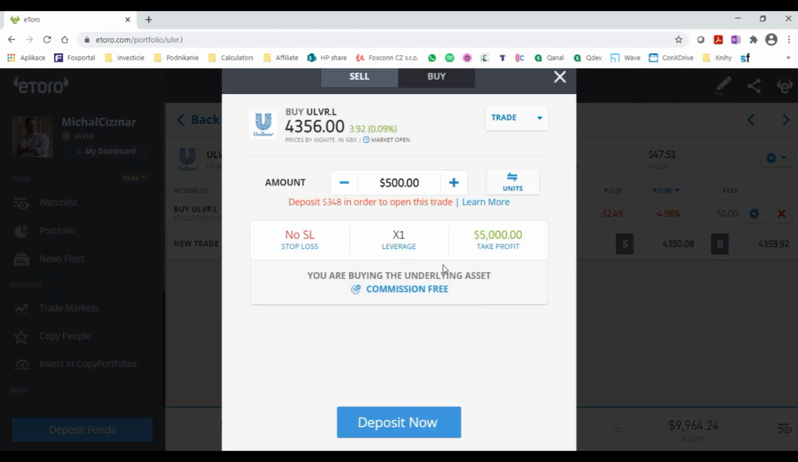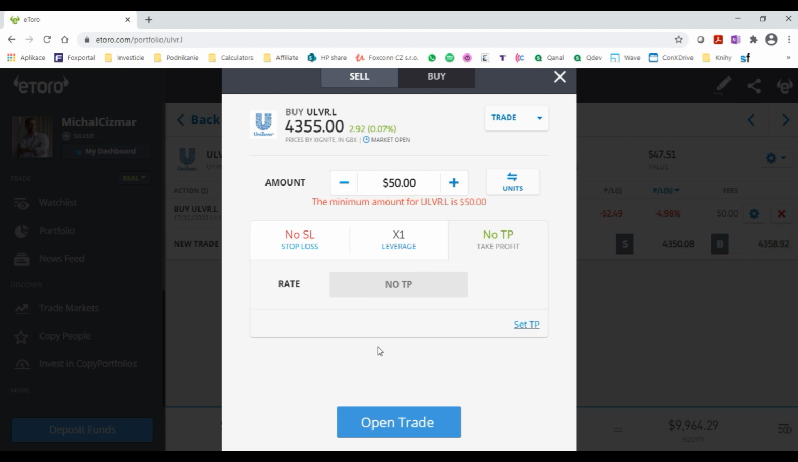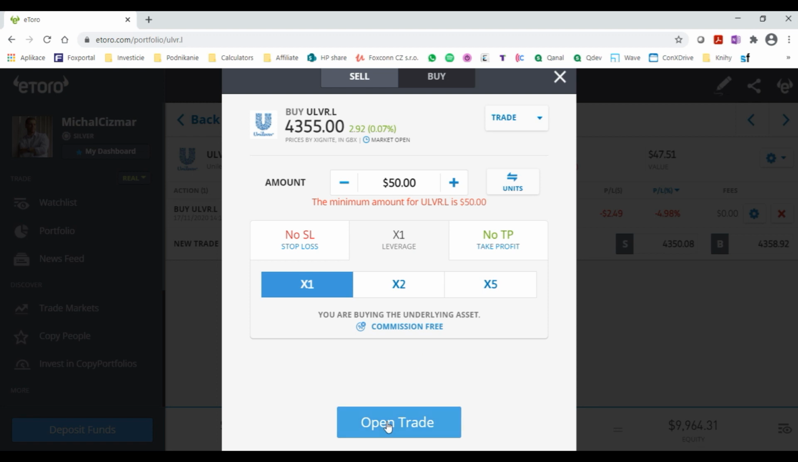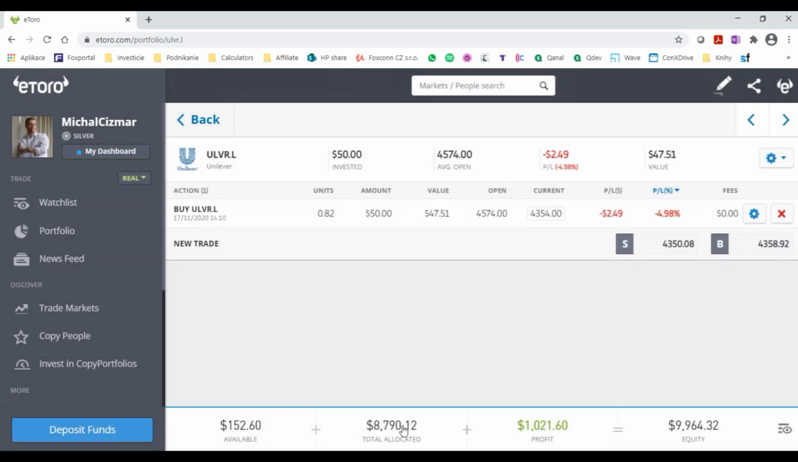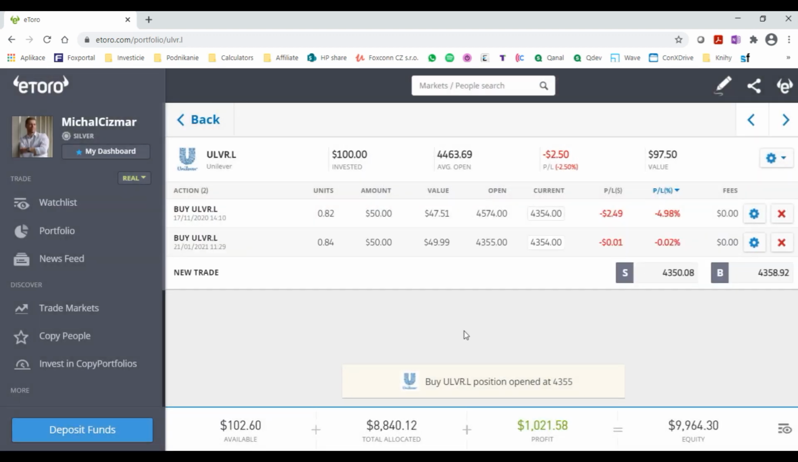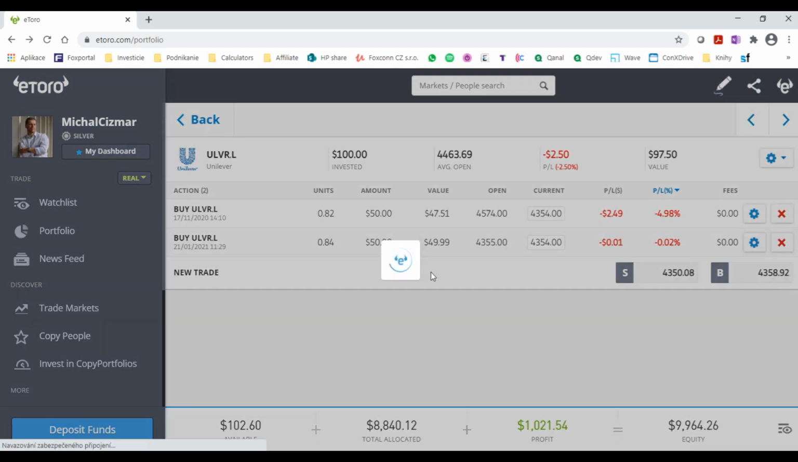Buy, take profit, no take profit, 50, leverage is there, open trade. Okay.